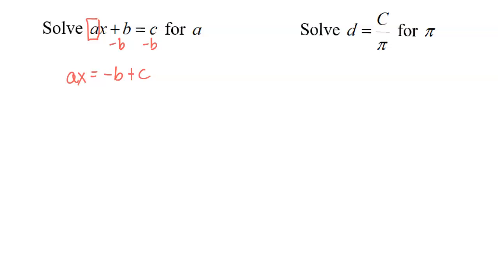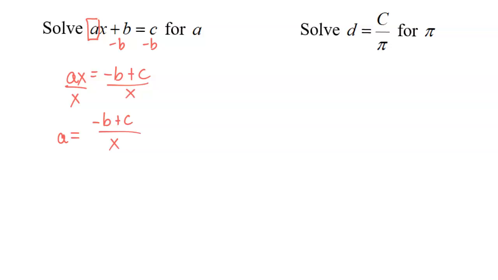And so in order to undo that multiplication, I use the inverse operation of division. Since I want to leave the a on that side, I'm going to divide by x on both sides of the equation, and therefore I'm going to get a by itself, and it's going to equal negative b plus c divided by x.